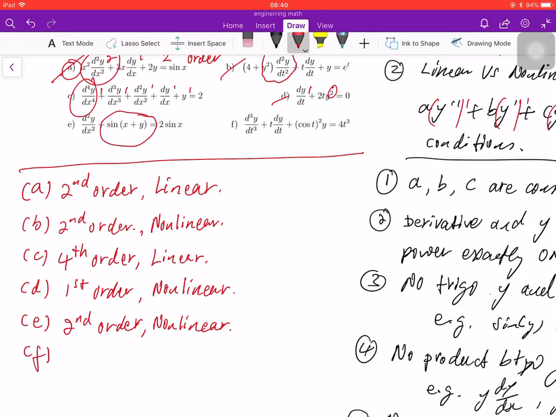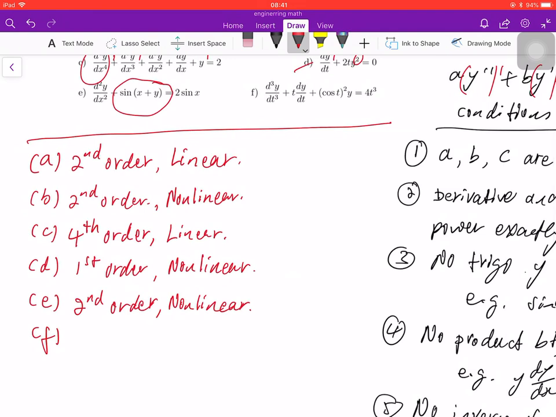Now we see question F. The highest order is 3, so this is third order. And we see here the third derivative is power of 1, the first derivative also is power of 1, and the unknown function also is power of 1. So this is a linear ODE.